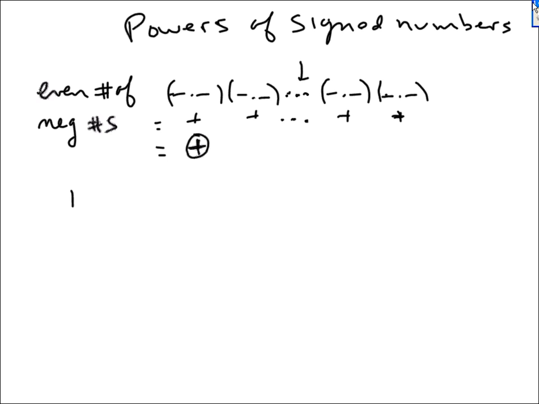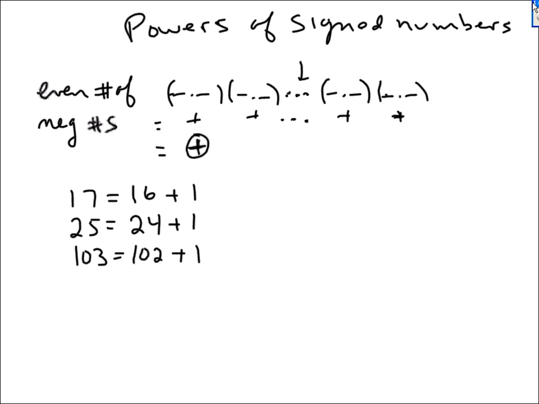Now, every odd number can be thought of as an even number plus 1. Every odd number, 103, is the number before, which is even, plus 1. So now, what if you have an odd number of negative numbers being multiplied? You have an odd number. That's an even number plus 1.